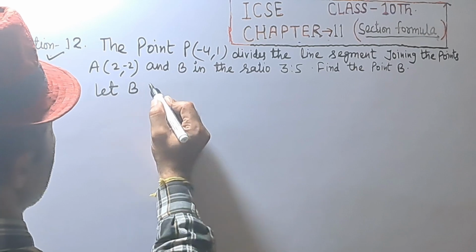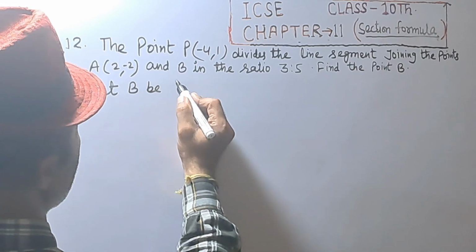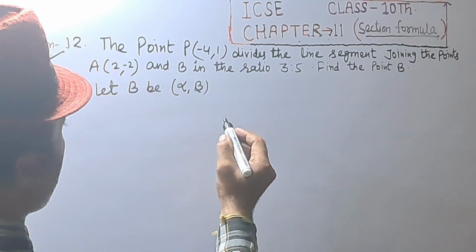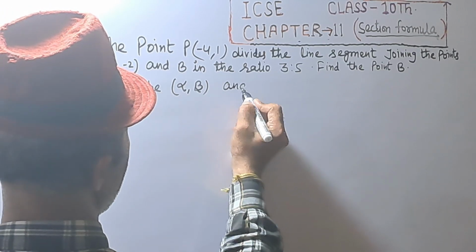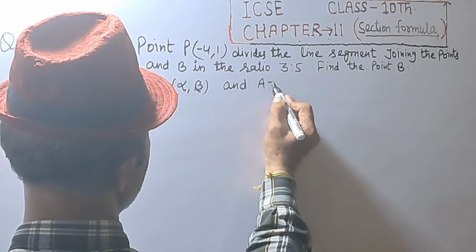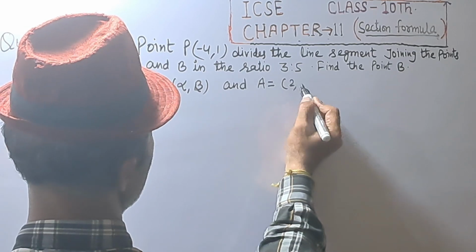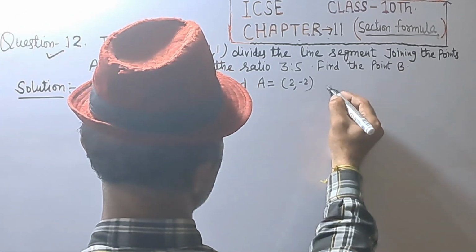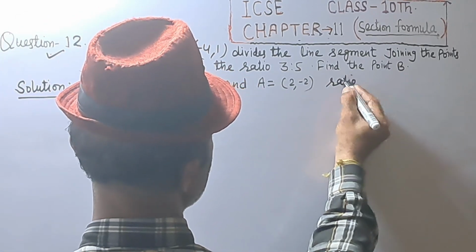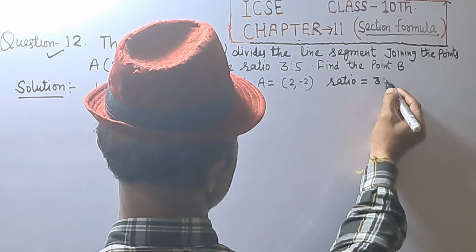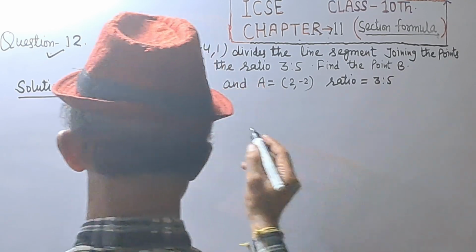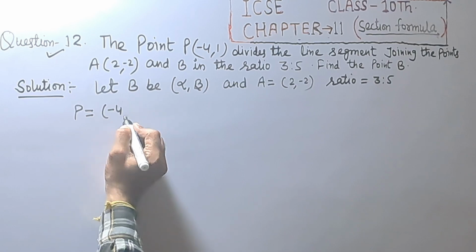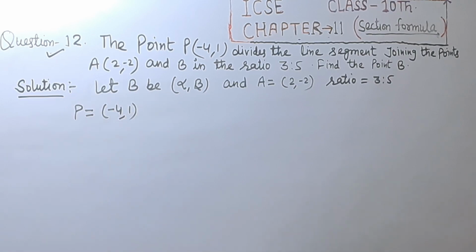Let B be (alpha, beta) and A is equal to (2, -2). The ratio is equal to 3:5 and point P is equal to (-4, 1).